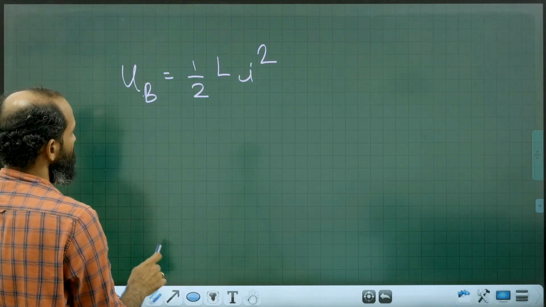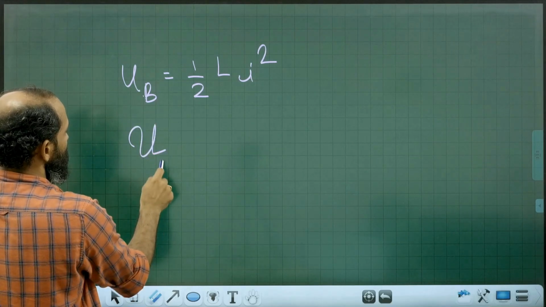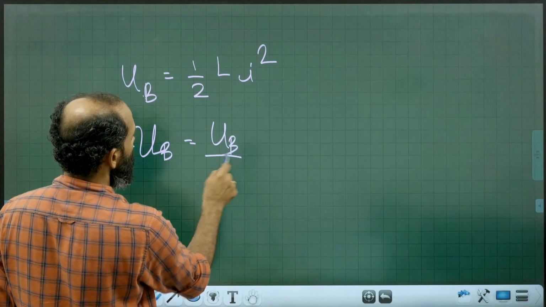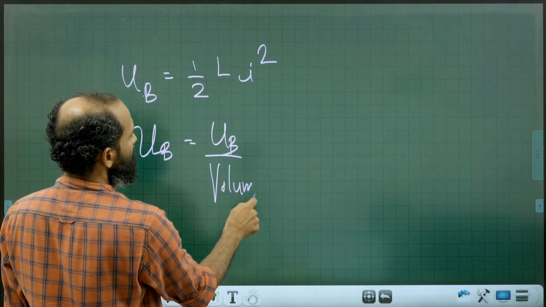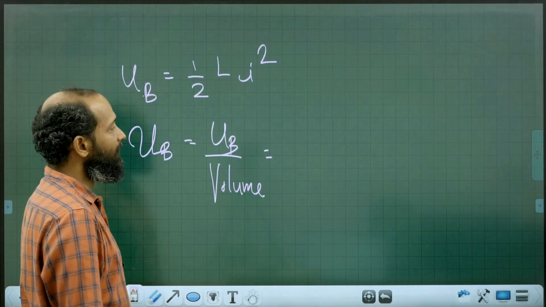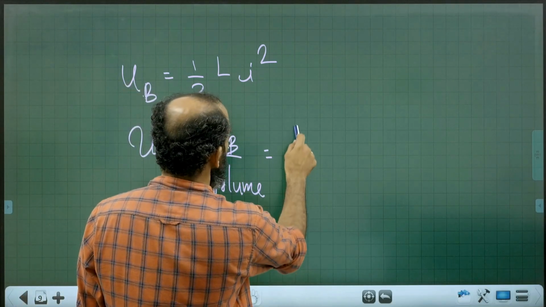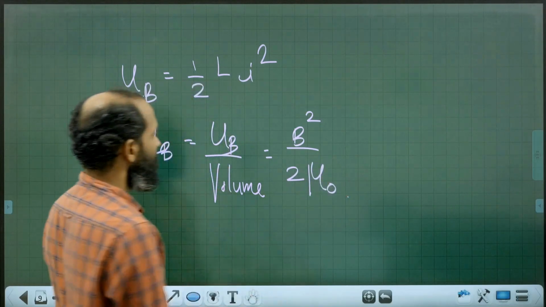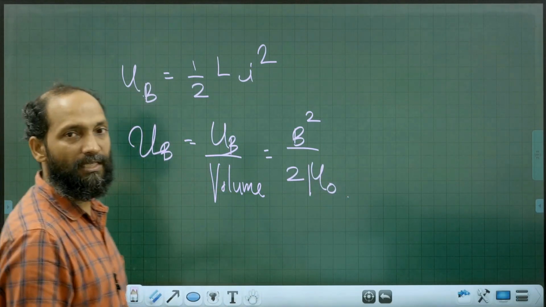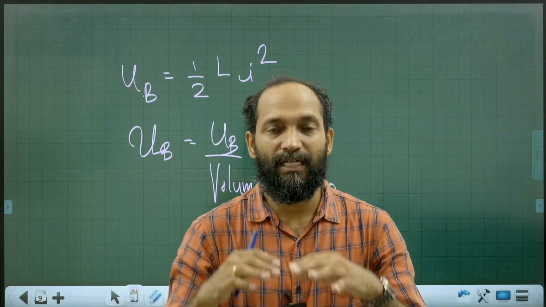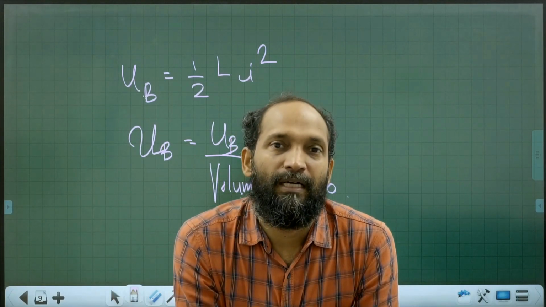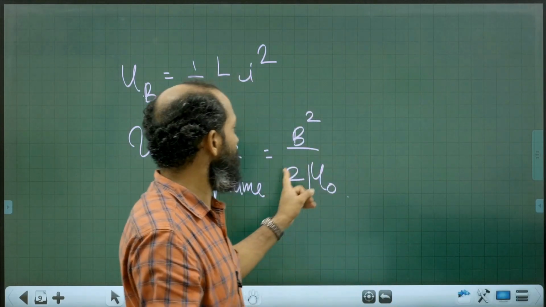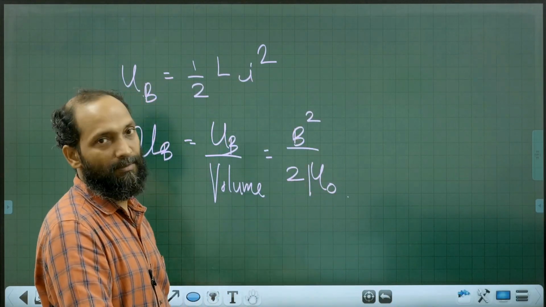It's very important. Now energy density. Energy density can be written using this cursive U, that is U B divided by volume. Energy per unit volume of magnetic energy per unit volume. That will be B square divided by 2 mu 0. Energy density. So magnetic field has magnetic potential energy, and magnetic potential energy per unit volume is given by B square by 2 mu 0. This is also very important.